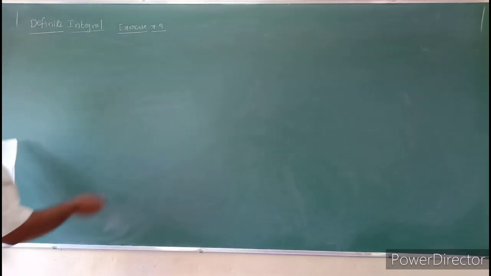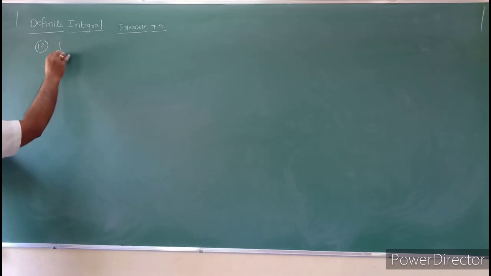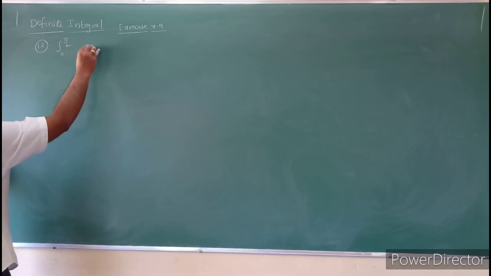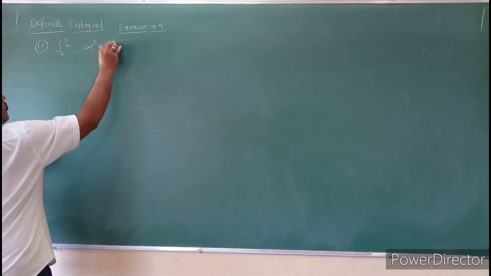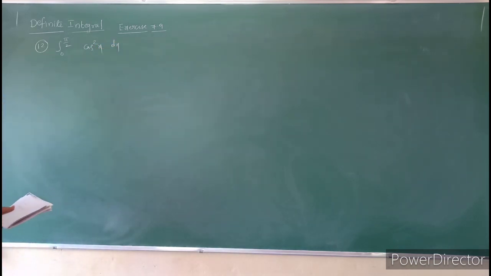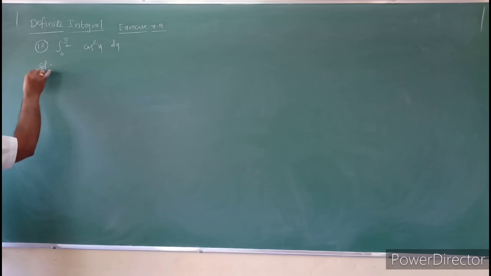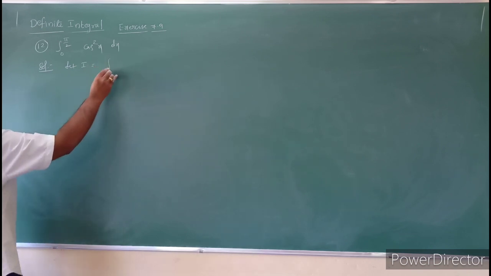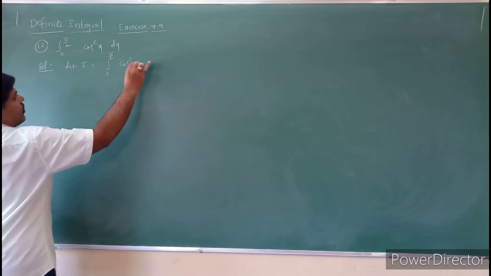So see that question, students. Now see the next question, number 12: integral 0 to pi by 2 cos square x into dx. See the solution. Let I be equal to integral 0 to pi by 2 cos square x into dx.